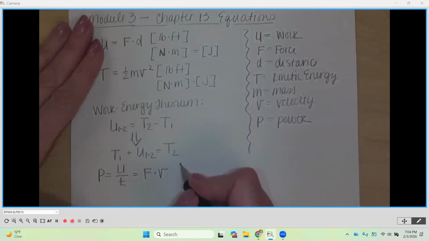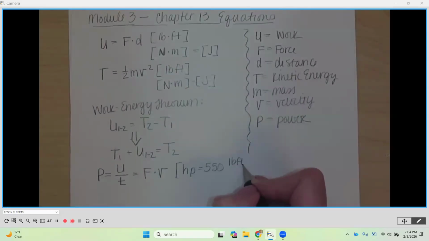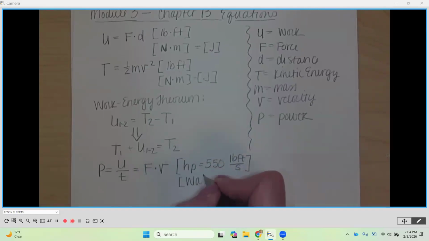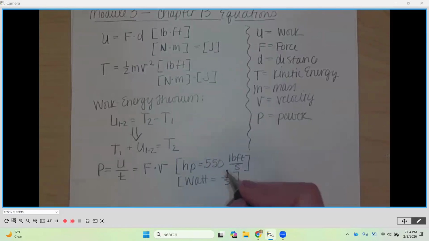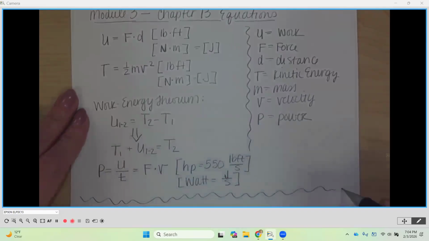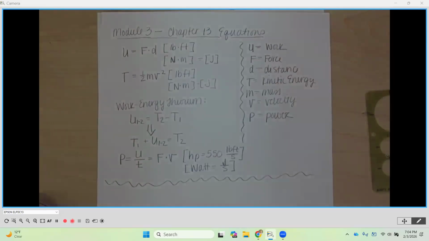Now here, the units for power are horsepower, which we know to be equal to 550 pound feet per second, or it's going to be a watt, which is equal to a joule per second. Joule, that's a J on top there. And those are the equations for chapter 13, all of which, besides the variables being a little different, should be familiar from physics.